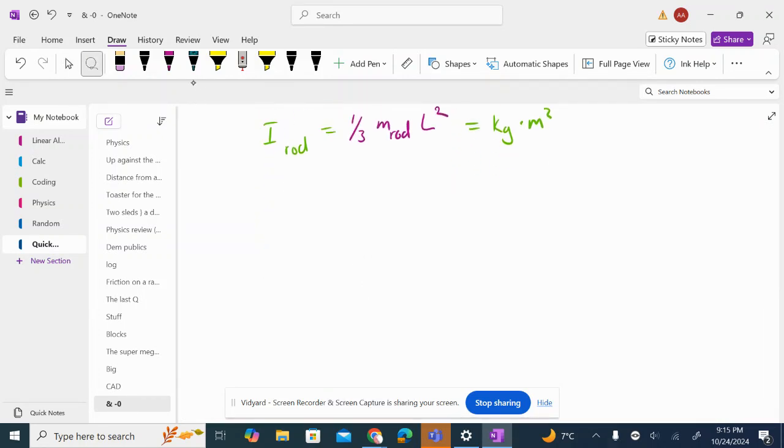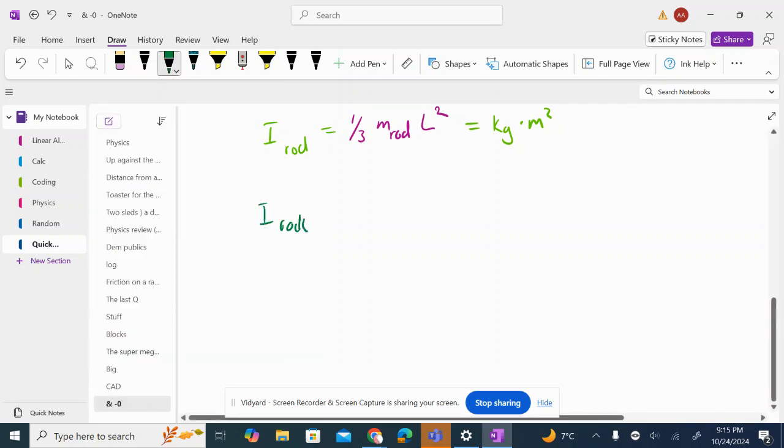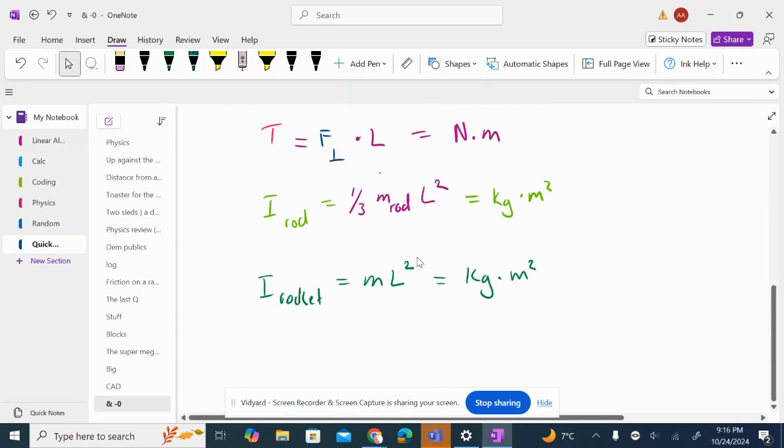Then we want to find the inertia of the rocket, I rocket, which is going to equal the mass of the rocket times L squared. Remember, the reason that the rod has a 1/3 in front of it is because the center of mass shifts due to the rocket being attached to the end of it. Now we have mL squared. You should get an answer in kilogram times meter squared. As you will notice, I'm not actually solving it, so make sure that you plug in and find all of these values because you do need them.